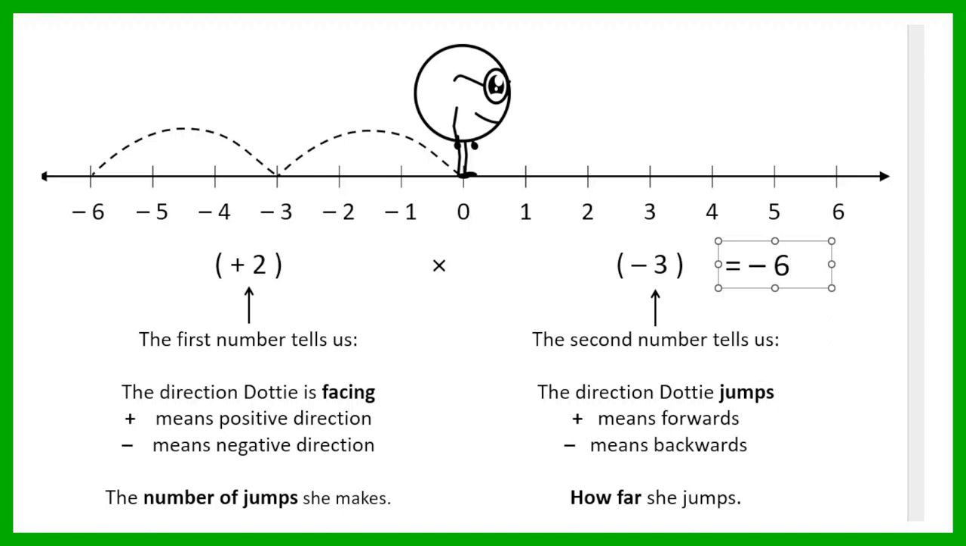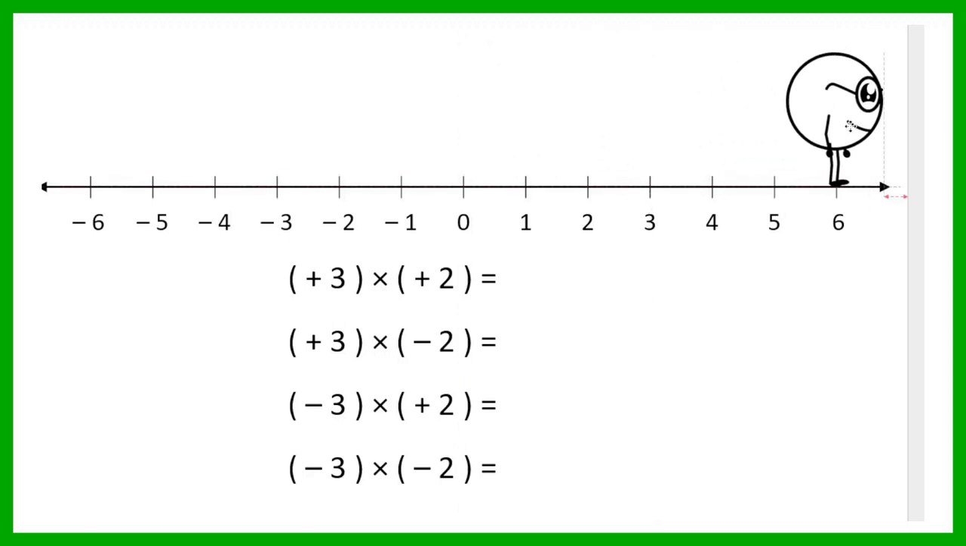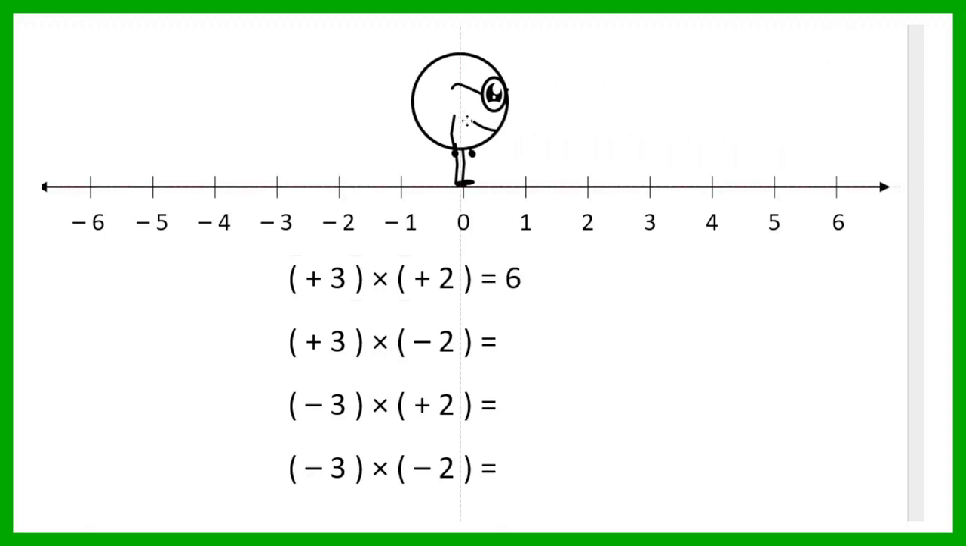Okay, so now let's have a look at a couple more examples. So in this one, we have got positive 3. Now remember, the first number tells us what direction she's facing and how many jumps she makes. So she is facing the positive direction, and she's making 3 jumps. Then over here, we have got what direction she jumps. So she's jumping forwards because it's positive, and the distance each time is 2. So she's facing the positive direction, and she's going to jump forwards 3 times, a distance of 2. So that's 1, 2, 3. So she will end up on positive 6.